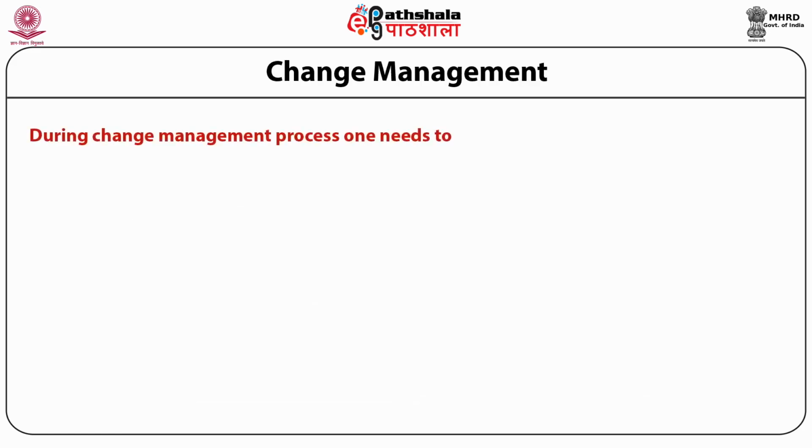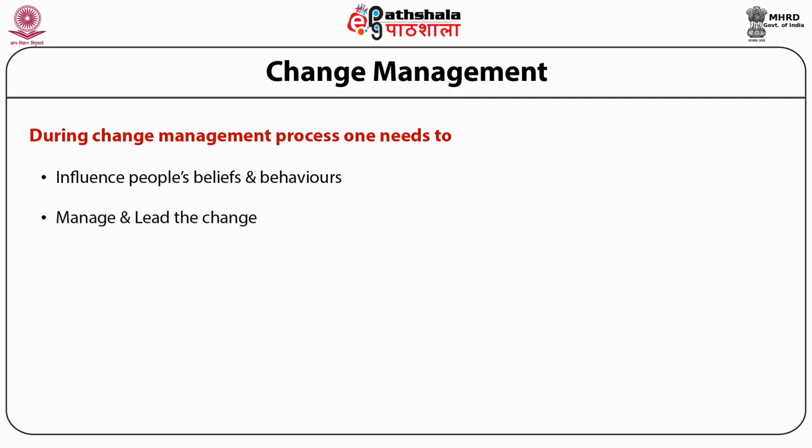So during the change management process, what needs to be done? Number one, it's important to influence people's belief and behavior. One of the most difficult tasks is to change the beliefs of the people, though behavior is easily changeable. Second important aspect is to manage and lead the change.